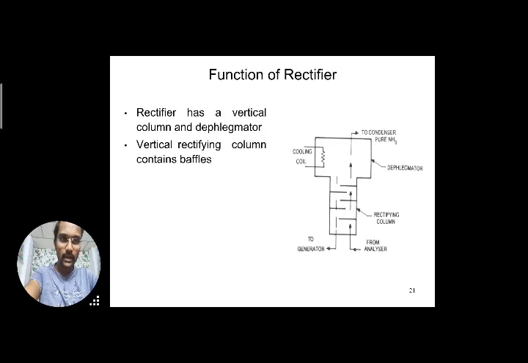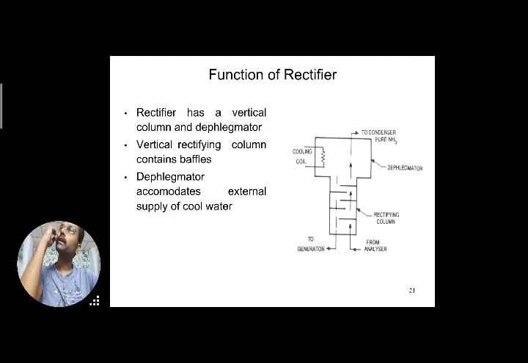Baffles are there, just like these horizontal plates which are provided in the vertical column. You can see they are placed side by side. They are baffles. And here, as already explained, the deflegmator accommodates an external supply of cool water. So it gives the space in the deflegmator where the cooling coil circuit is provided here. The further condensation of water which is present in the ammonia vapor will take place.